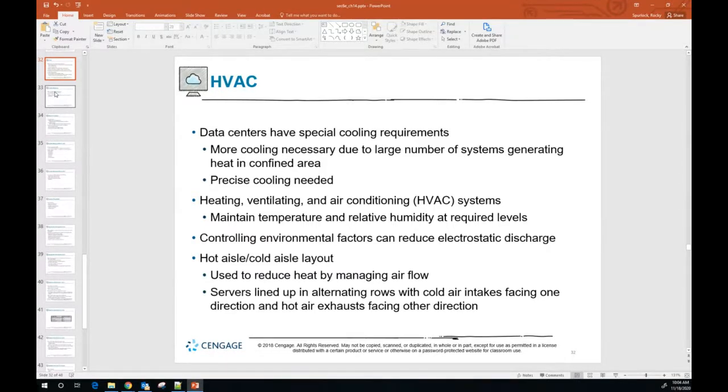We can set up a hot aisle, cold aisle layout, and that's used to reduce heat by managing airflow. In this case, the servers will be lined up in alternating rows with the cold air intake facing one direction and the hot air exhaust facing the other direction.